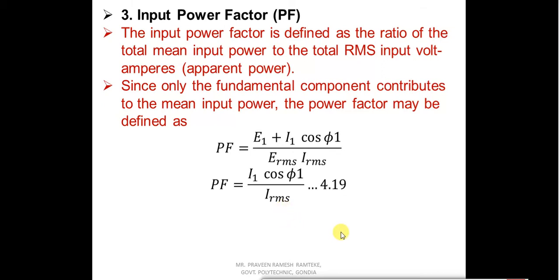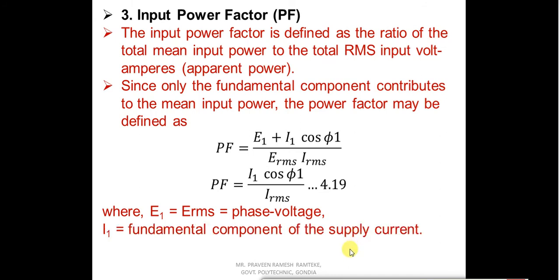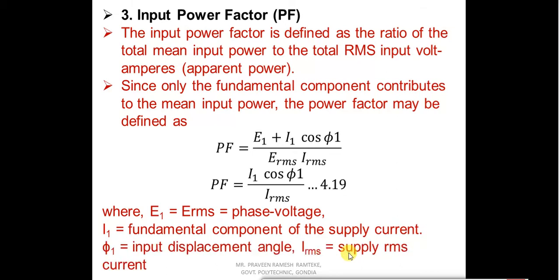Now here we can see that E1 equals ERMS equals the phase voltage. I1 is the fundamental component of the supply current. Phi 1 is the input displacement angle and IRMS is the supply RMS current.